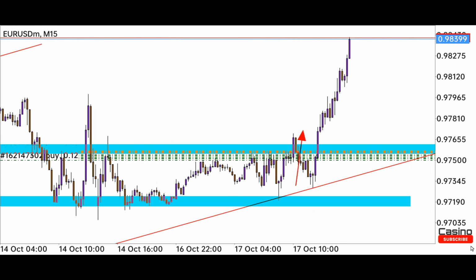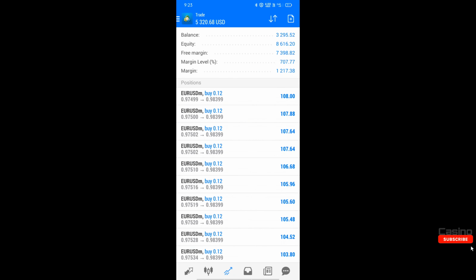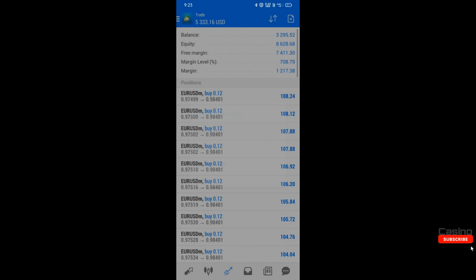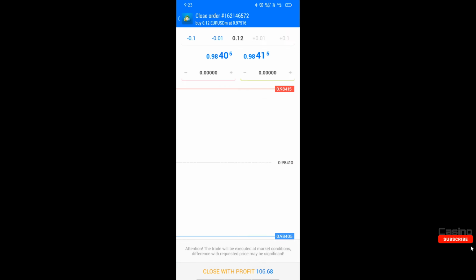Our goal is achieved. Here's my profit running, $5,320, what we calculated at the time of taking the trade. You too can make profit with risk management and proper technical analysis. See you after closing all trades.